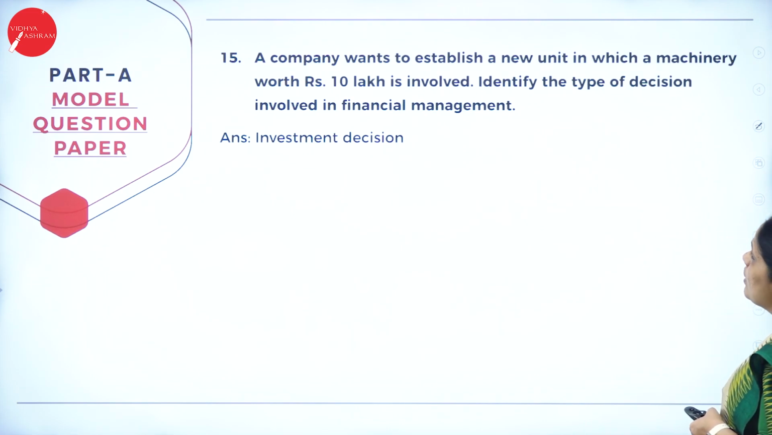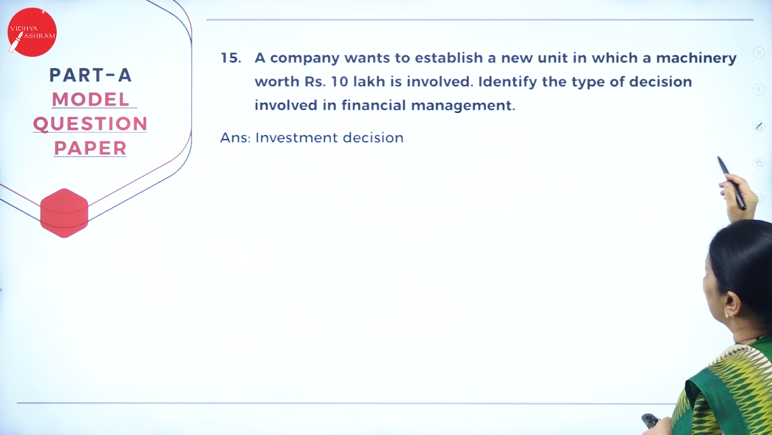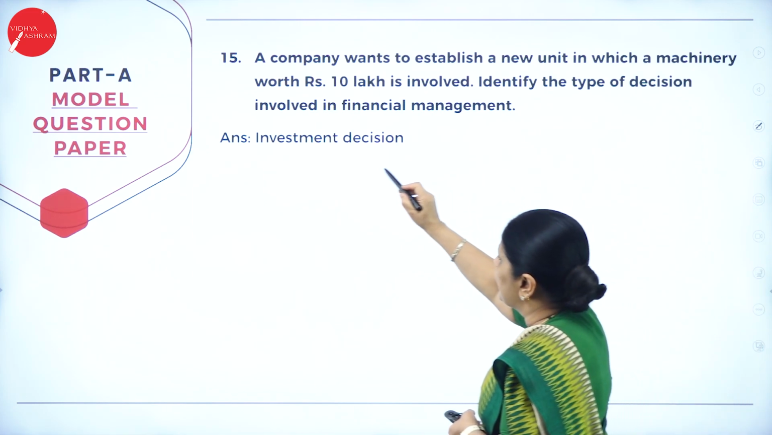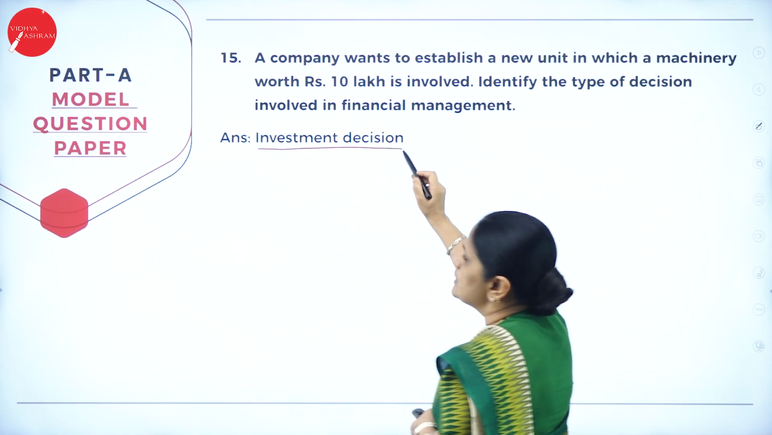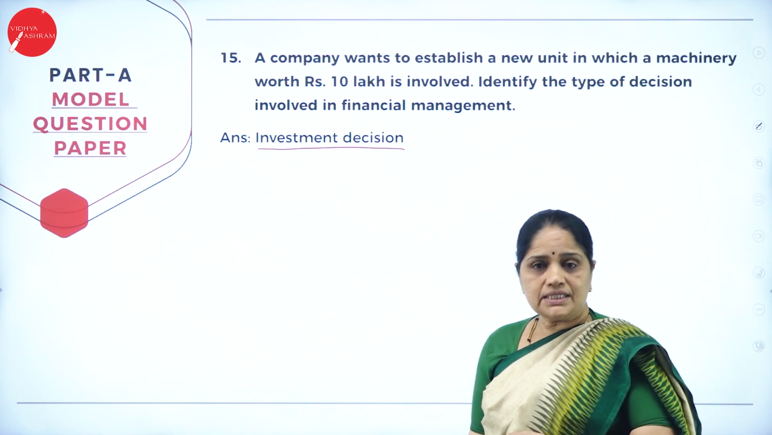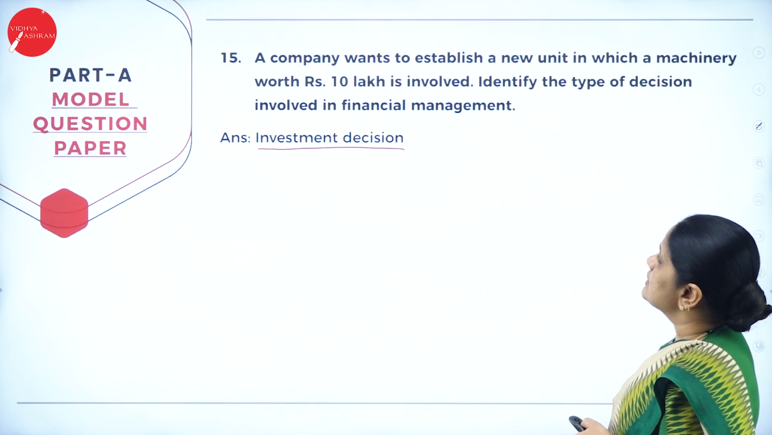Then a company wants to establish a new unit in which a machinery worth rupees 10 lakh is involved. Identify the type of decision involved in financial management. So this is an investment decision because the company wants to purchase a machinery. So purchase means it is an investment decision.